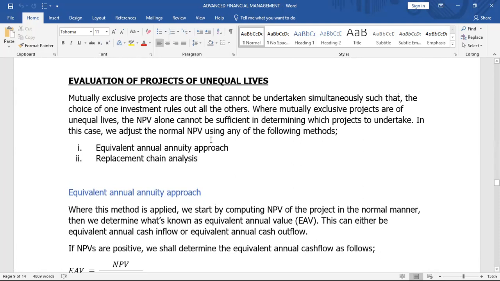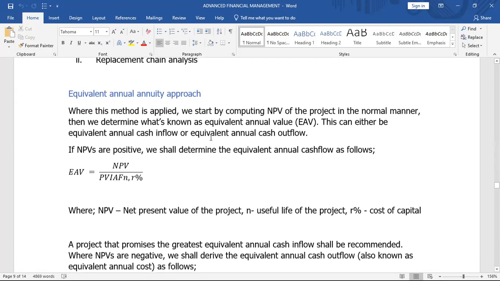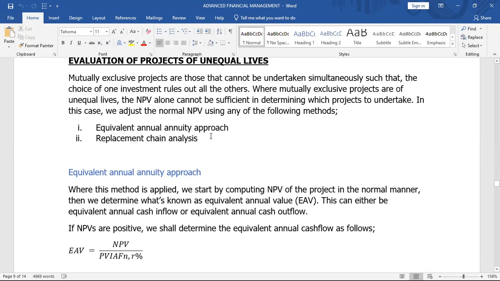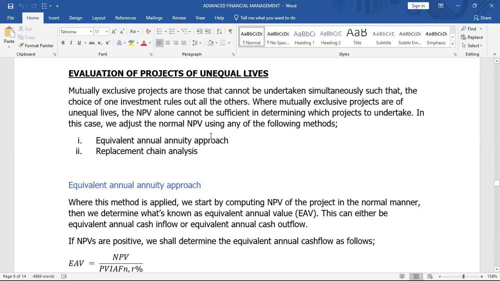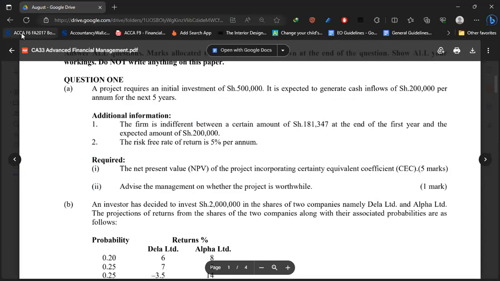All this information I've already given you here. It just elaborates much more about what you're supposed to be doing before we come to the evaluation of projects of unequal lives. Before we reach there, I just want us to do an illustration, because we cannot brush through everything for that topic. So let us just do this question. Tomorrow we will finish up the remaining part of the topic.